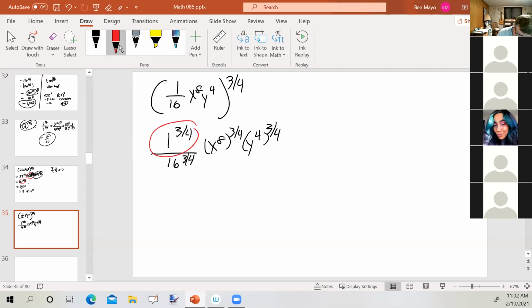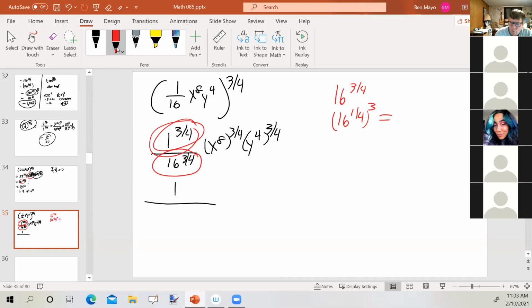Let's take this. What's the 4th root of 1? It's 1. What's 1 cubed? It's 1. So all of this becomes 1. Okay. Let's take a look at this piece. 16 to the 3/4 power would be the 4th root of 16 cubed. What's the 4th root of 16? What times itself times itself times itself is 16?